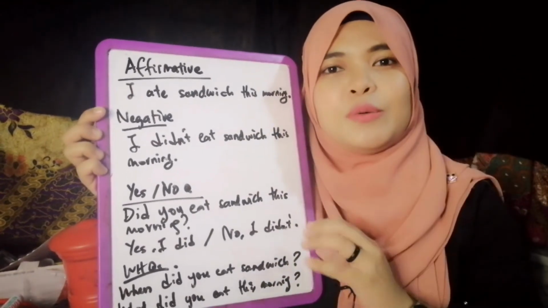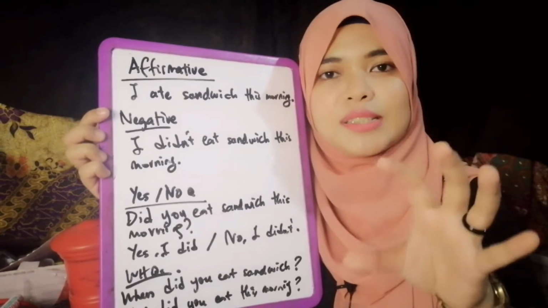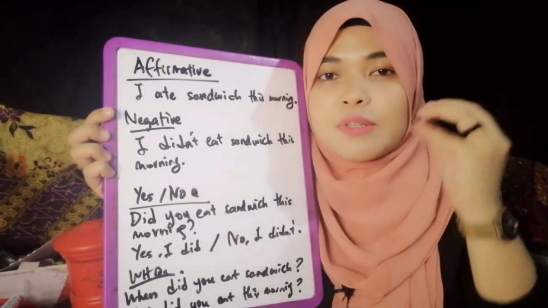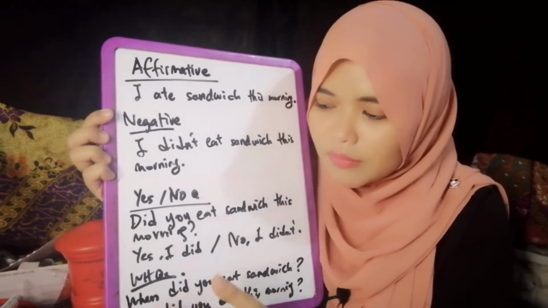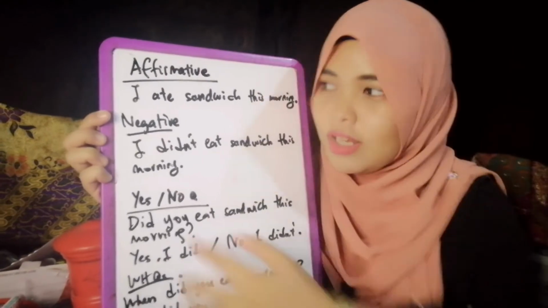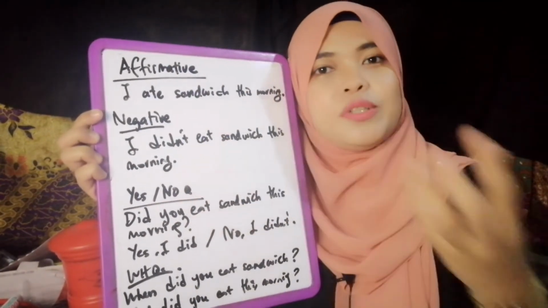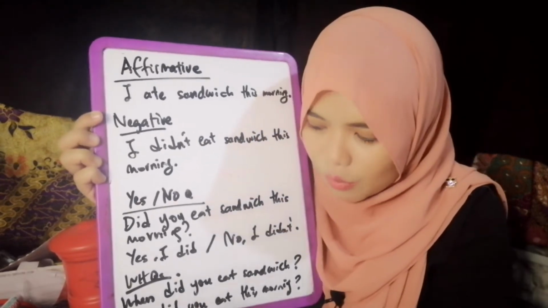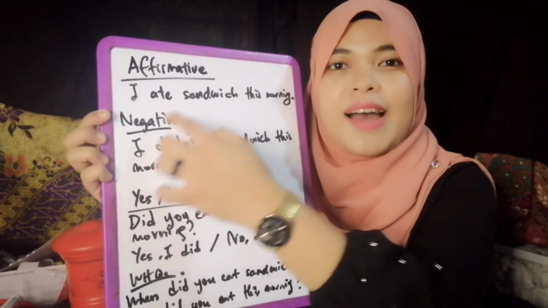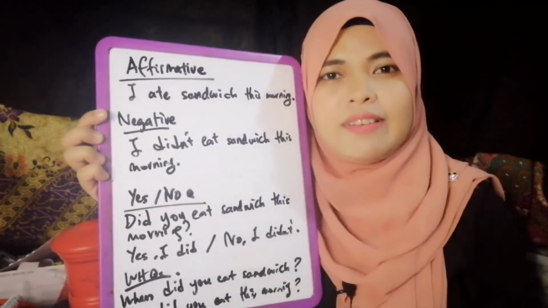And then the last one will be WH questions, where you use words like when, what, how, where. All of these questions, because you need to know the answer. So at first, when did you eat sandwich? The answer will be, I ate sandwich this morning. So the focus is this morning because we need to know the time. Or, what did you eat this morning? The answer will be the same, I ate sandwich this morning, but sandwich is the answer. Right. So it's very simple.